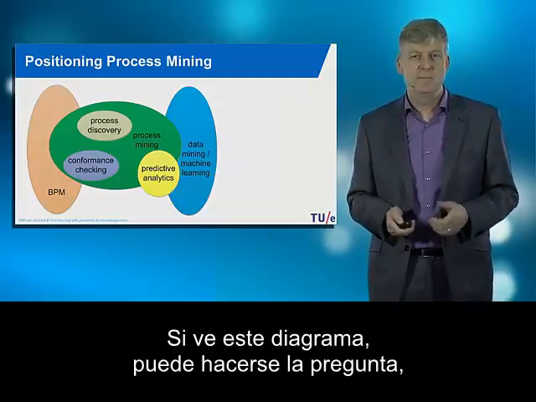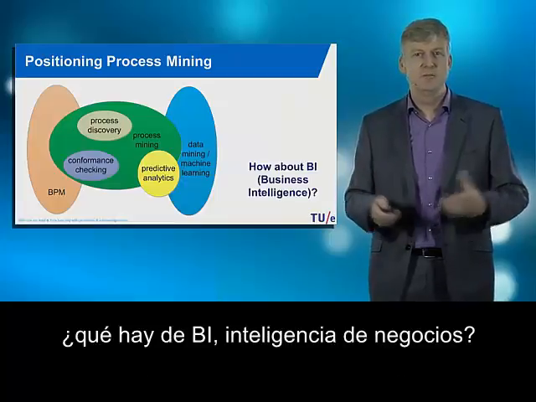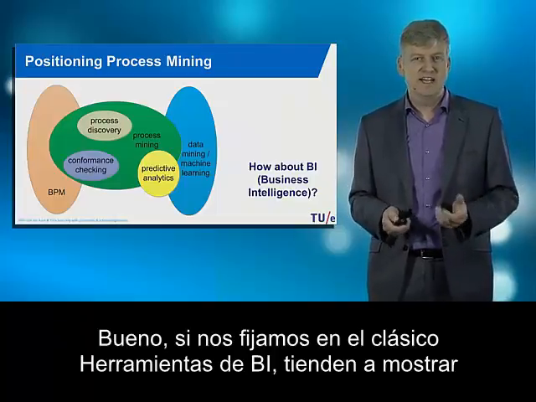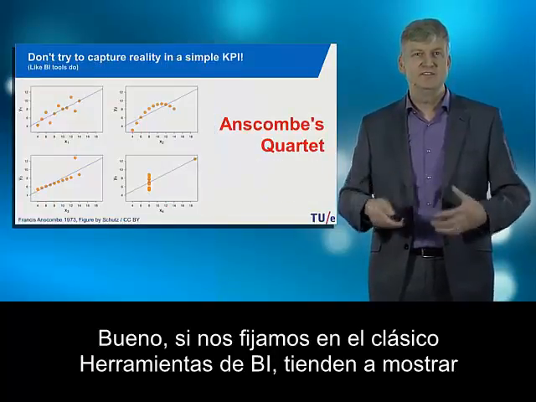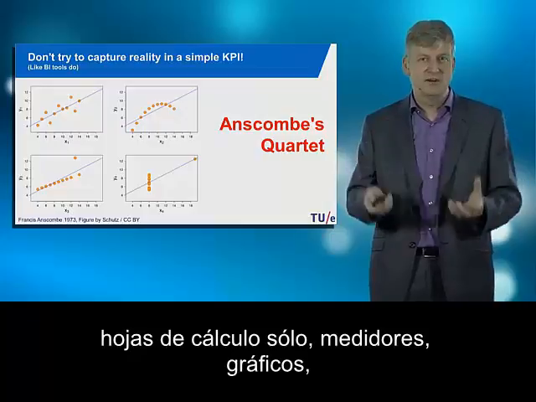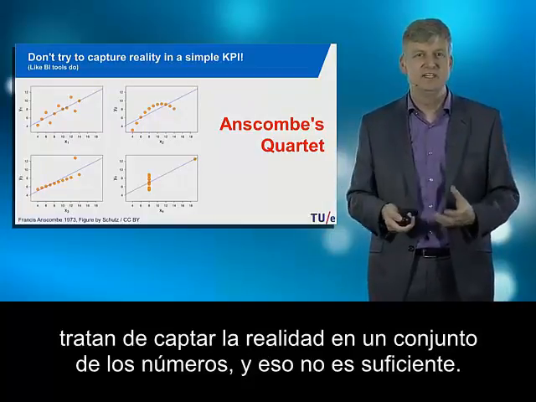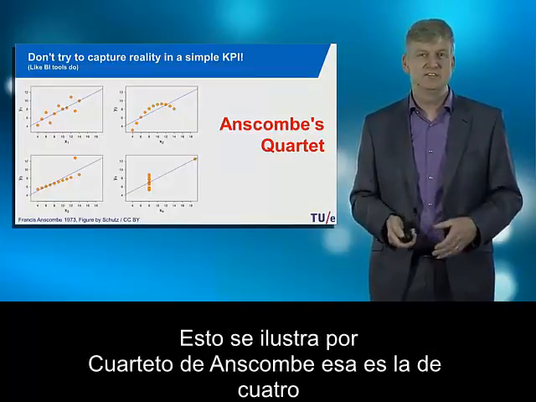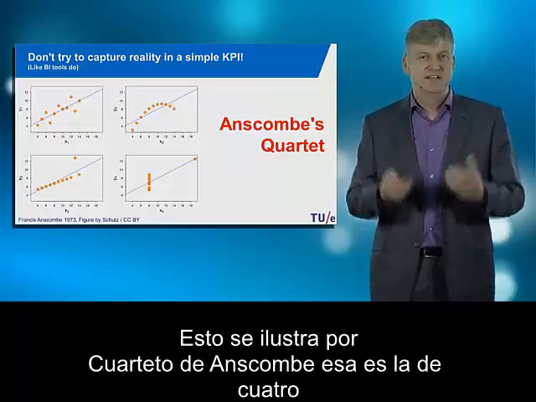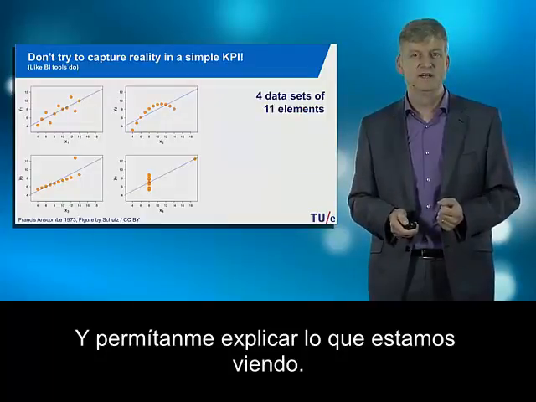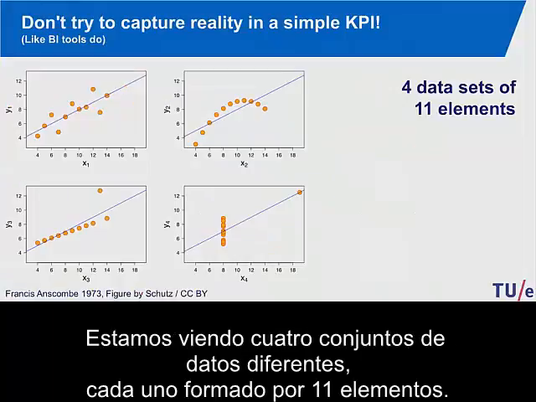If you see this diagram, you may ask yourself the question, how about BI, business intelligence? Well, if you look at the classical BI tools, they tend to show only spreadsheets, meters, graphs. They try to capture reality in a set of numbers, and that is not sufficient. This is illustrated by Anscombe's quartet. That's the four diagrams that you see here, and let me explain what we are seeing. We are seeing four different data sets, each consisting of 11 elements.